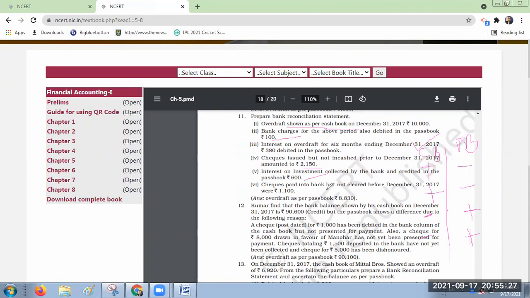Checks paid into bank but not cleared. Checks paid means plus in the cash book. Here it is minus, not cleared, means the amount is not received by the banker. That's all. Can you do it? This is the working notes.